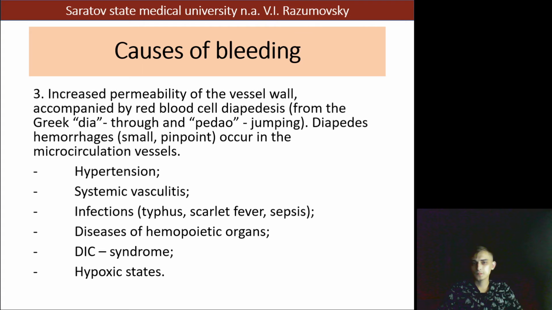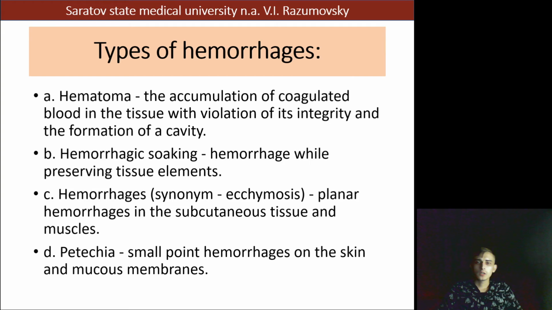Types of hemorrhage. We have 4 types of it. First of them is hematoma, an accumulation of coagulated blood in the tissue with violation of its integrity and formation of a cavity. Second one is hemorrhagic infiltration, hemorrhage while preserving tissue elements. Third one, planar hemorrhages, hemorrhages in the subcutaneous tissue and muscles. And also it may be petechiae, small pointed hemorrhages on skin and mucous membranes. Their size is less than 2 millimeters.